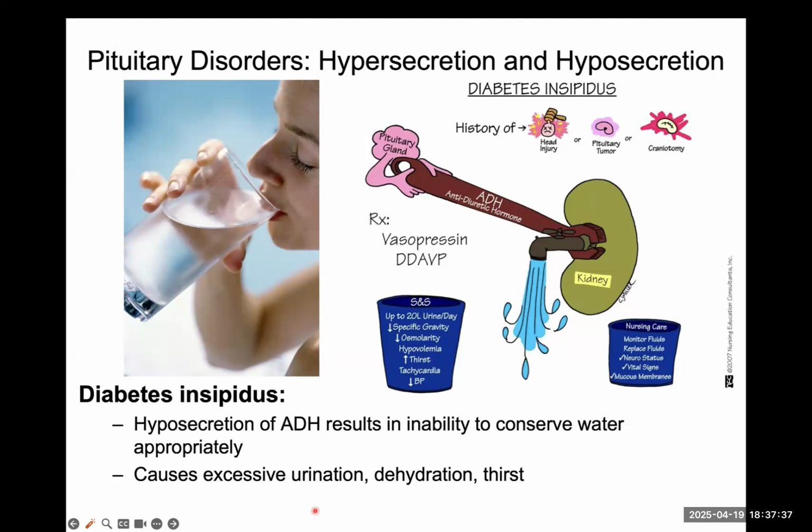And if you're starting to get headaches, you're peeing a lot, you're always thirsty, you're going to go to urgent care or the ER. They're going to do the diabetes mellitus test, which is for blood sugar diabetes. If you don't have that, then they'll go down the list of diagnoses and try to identify if you have diabetes insipidus. For that one, they might need to do a blood test. So diabetes insipidus is hypo, meaning less secretion of ADH, which results in an inability to conserve water appropriately.